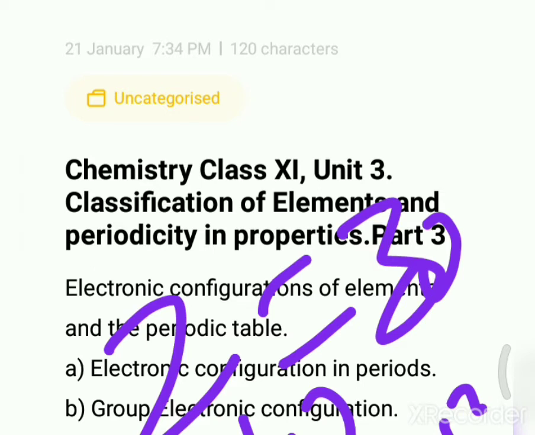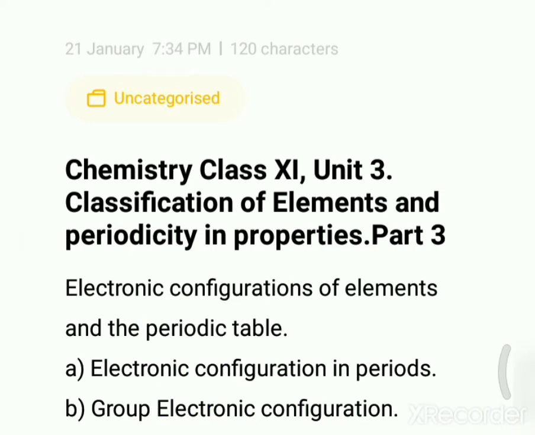Krypton will have the electronic configuration which is completely filled up with the 4p orbitals. So altogether, the fourth period ends with krypton, and we have a total of 18 elements in the fourth period.